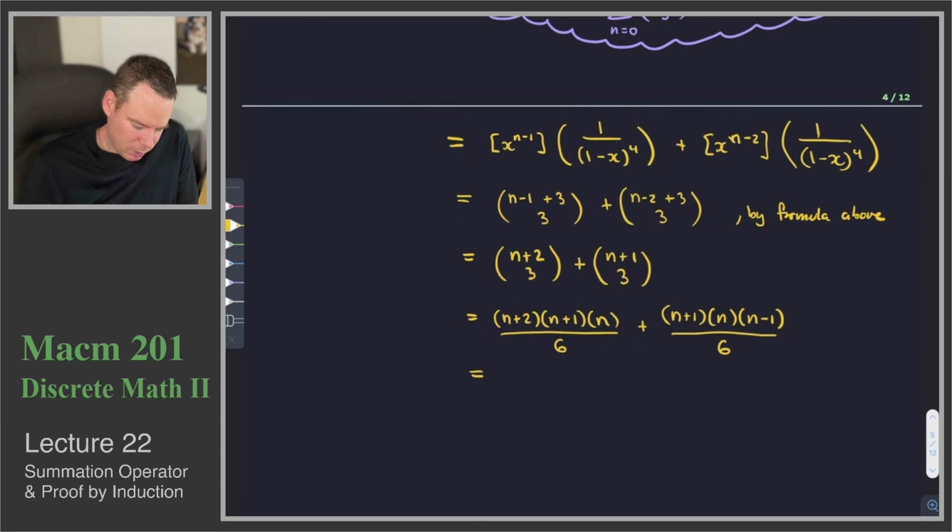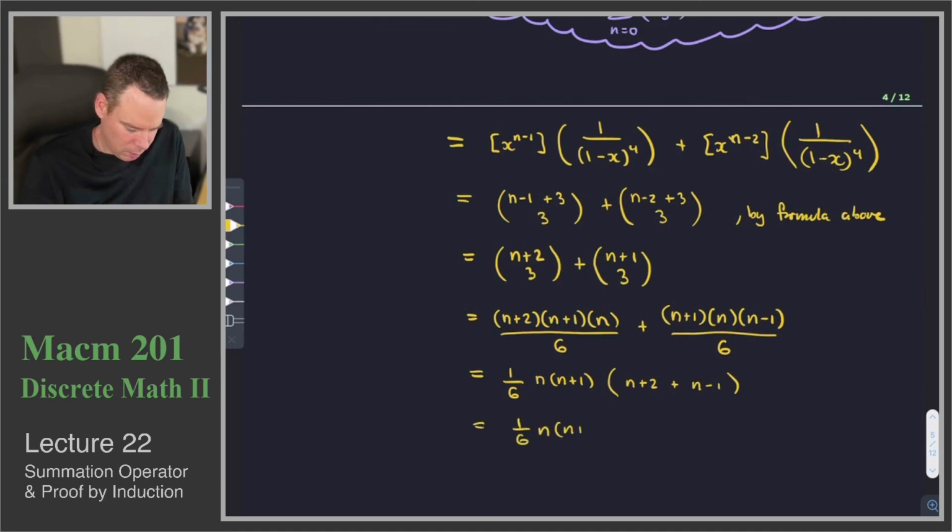I see a common factor of an n plus 1 and an n and also a 6th. So we pull out a 6th, and then we've got n plus 1, which we've pulled out of each term. And then what survives in each term is I've just got an n plus 2 here and an n minus 1 here. So those are the only survivors. And so this becomes an n plus 2 plus n minus 1. And so that becomes a 1/6 n plus 1 to n plus 1. And there we go.